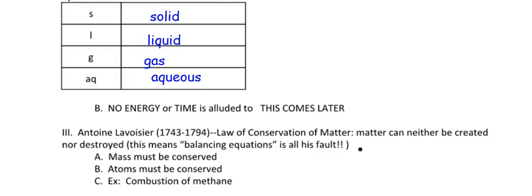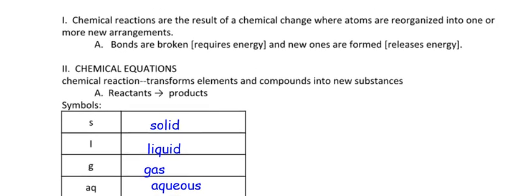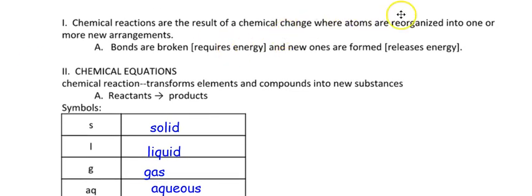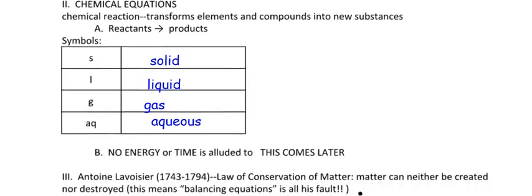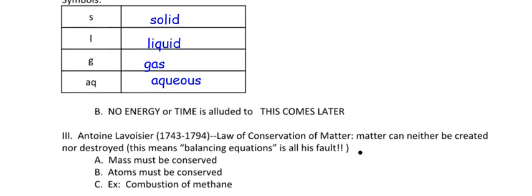So what does this mean? Well, matter is anything that has mass and takes up space, right? So mass must be conserved. Atoms must be conserved, and that right there is the reason that we balance equations. Because if we look up ahead, what does this say here? When atoms are reorganized, they're rearranged. You're not creating atoms, you're not losing atoms, okay? They're just being rearranged.